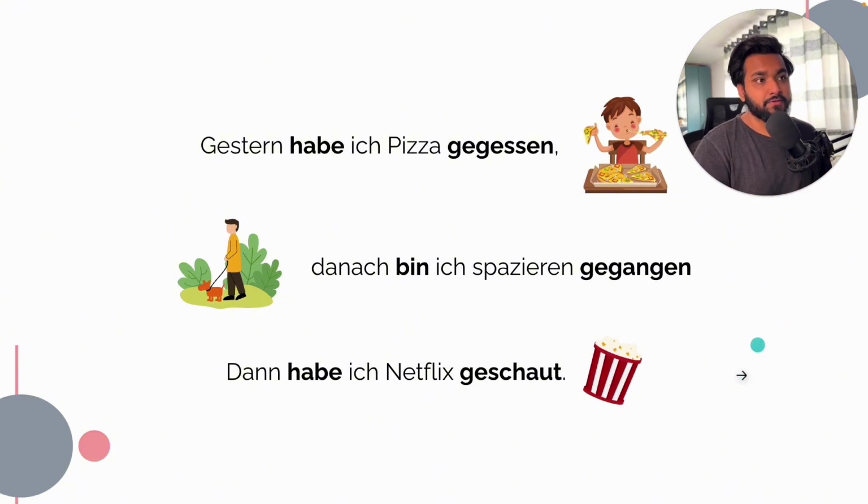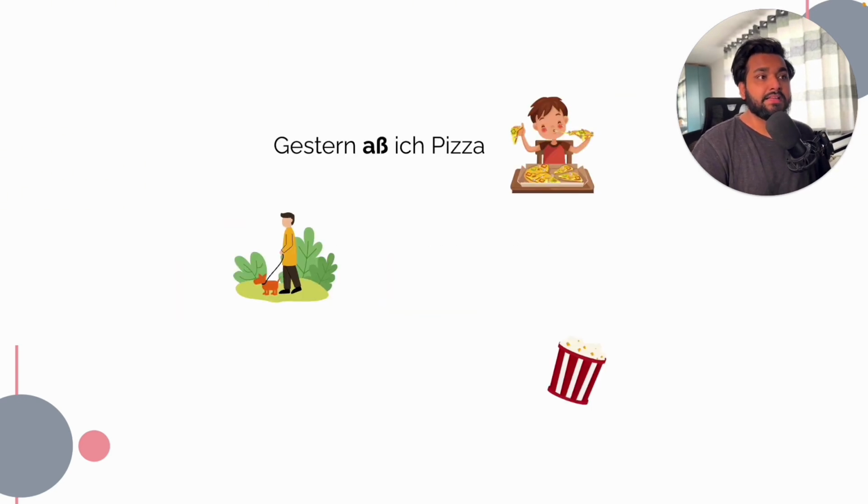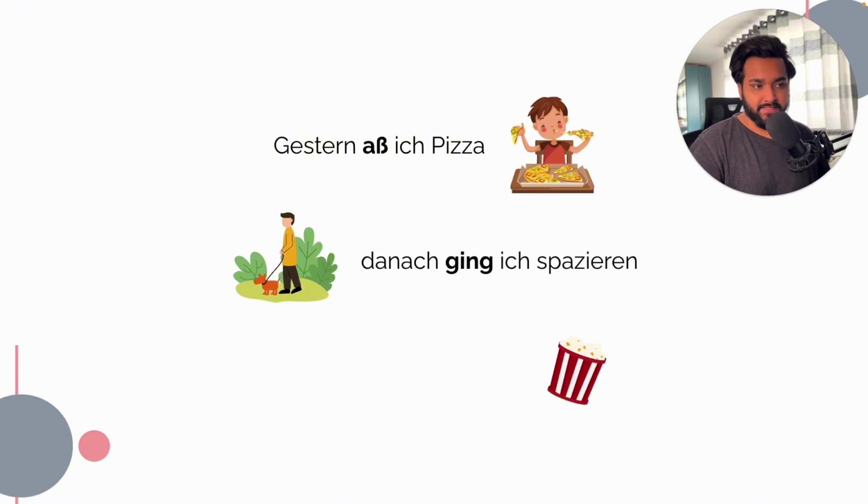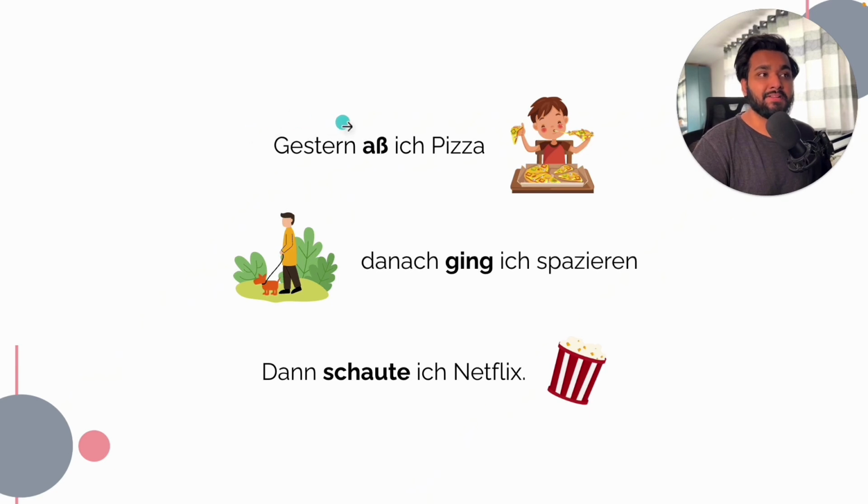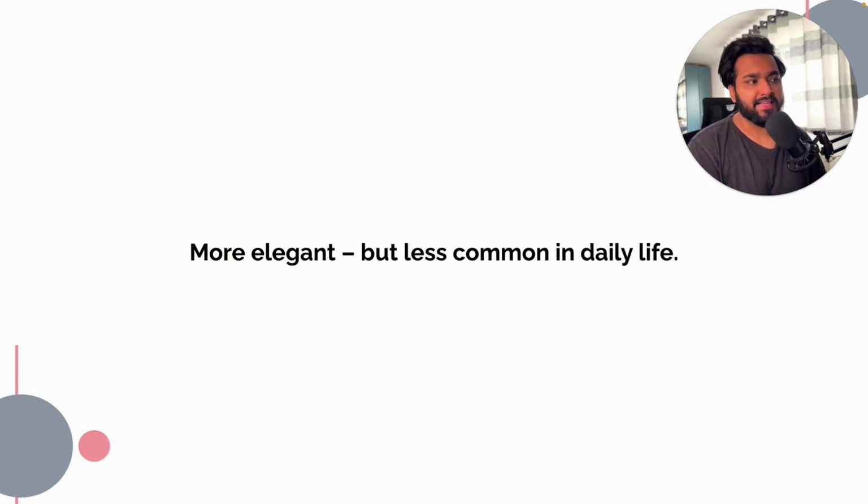As you can see, we used the perfect form here. Haben, sein, haben. Okay? Now if that was in a novel, you would say, gestern aß ich Pizza. Danach ging ich spazieren. Danach schaute ich Netflix. So as you can see, habe gegessen turns into only aß. The Präteritum form of essen is aß. The Präteritum of gehen is ging. Then we have schaute, and schauen means to watch something. Dann schaute ich Netflix means I watched Netflix. So Präteritum is more elegant but less common in daily life.